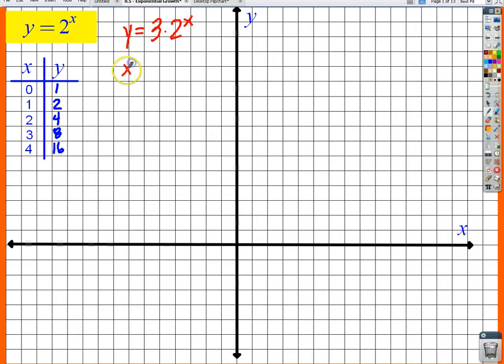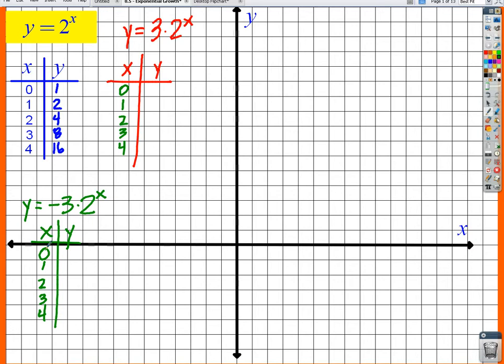Okay, and so we'll make an x and y chart. And then we also want to do one, and we'll do this one maybe in green. I'm going to just do it down here. We'll do y is equal to negative 3 times 2 to the x. And we'll go ahead and graph all those. Okay, and let's make a quick little x and y table. I'm just going to use the same values: 0, 1, 2, 3, and 4. And then we're going to graph each of these.